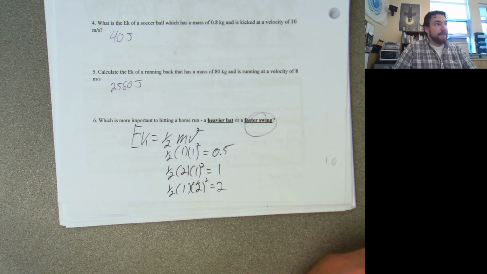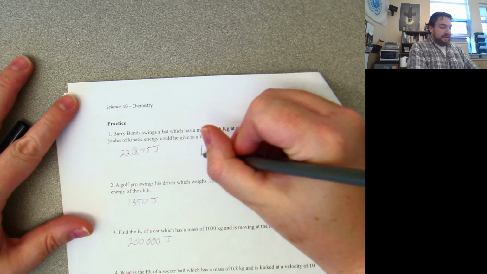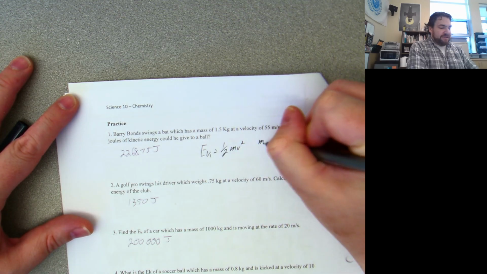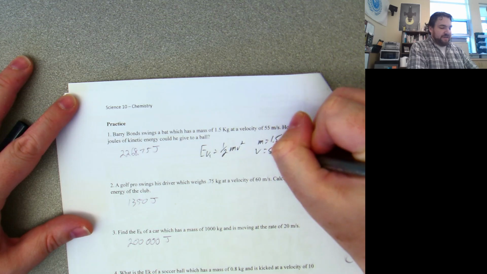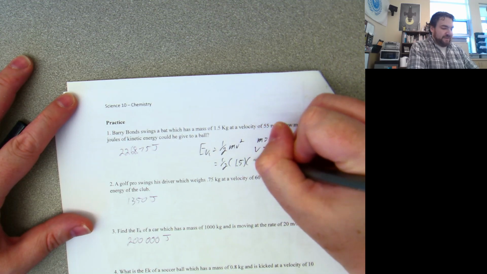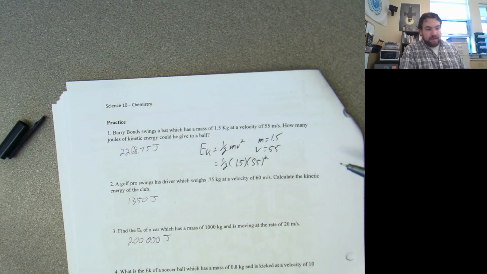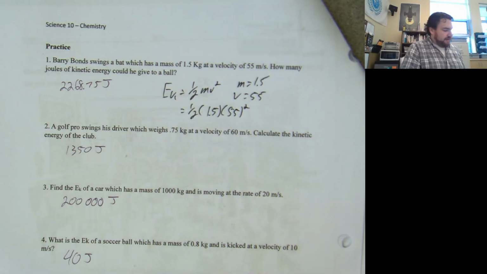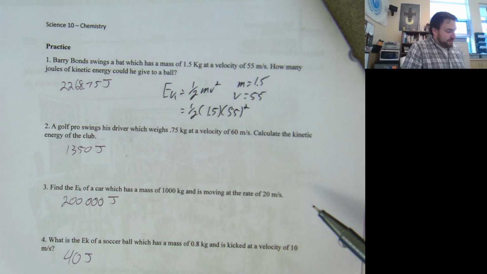Yes, Kaylee. Can I go over number 1? You betcha. Kinetic energy is equal to 1/2 mv squared. Mass is 1.5. Velocity is 55. So it's going to be 1/2 times 1.5 times 55 squared. And if I punch that into my calculator, I should zoom this in so it's not so hard to see. 55 squared times 1.5 times 0.5 equals that.